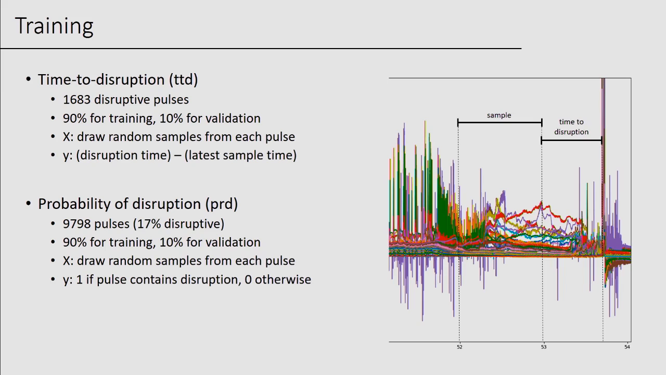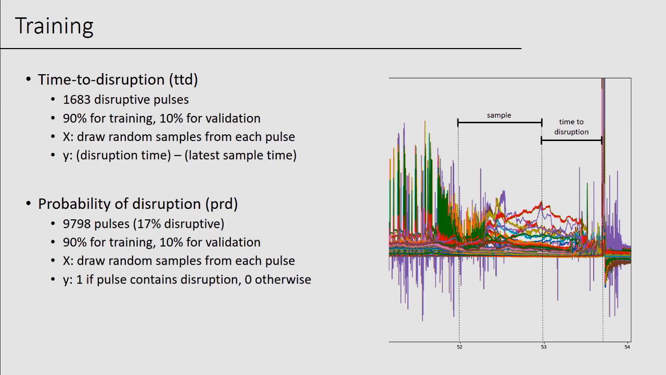And just to make things a little bit clear, this is a sample that we're going to use for training. And we take samples randomly. So we go to the experiment, we take samples randomly to train the neural network. Every time we take a sample, if the experiment is disruptive, we are at a certain distance to the disruption. So this can be used for training the time to disruption, this distance to disruption.